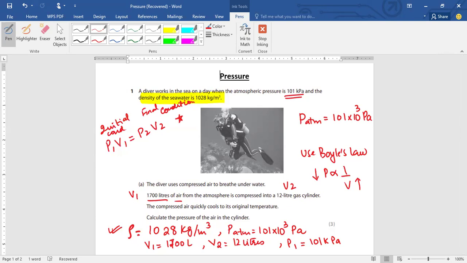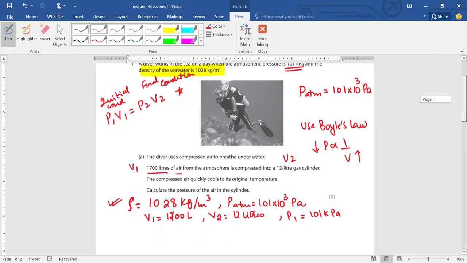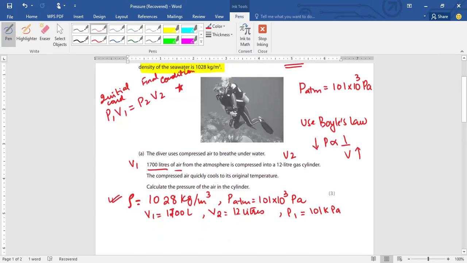So do we have the two volumes? Do we have one pressure? Yes. Okay, so what we do is we make P2 the subject. So P2 is going to be P1 times V1 upon V2. P1 is 101 times 10 to the power 3, and V1 is going to be 1700 liters, divided by V2. What is V2 here? That is 12 liters.